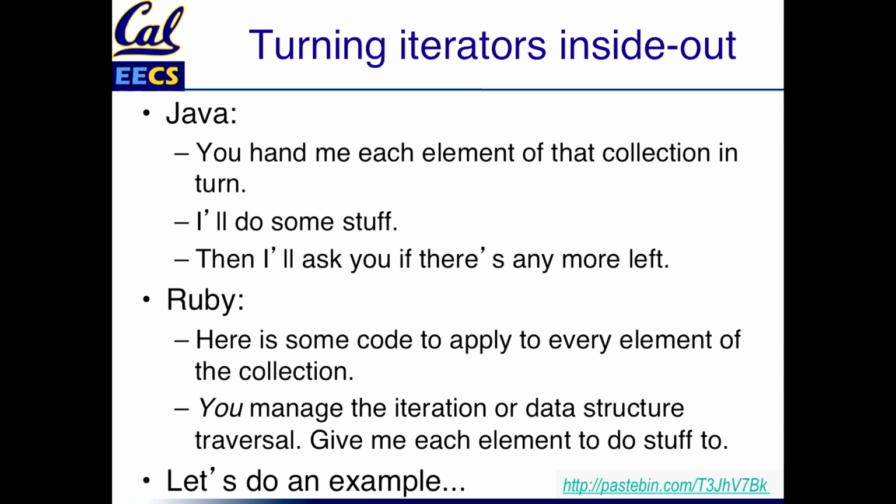In Java, you say, you hand me every element of the collection, I'll do something to the element, and then I'll ask you if there's any more elements left. Whereas in Ruby, you go the other way around. You say, here's the thing that I want to do to each element of the collection. You, the data structure, go ahead and manage the collection so that you can give me each element as needed, and I'm not worried about that part. So let's do a real example of this to show how it would work.